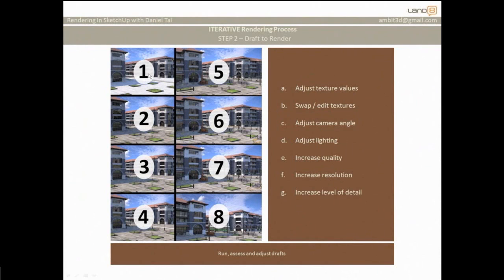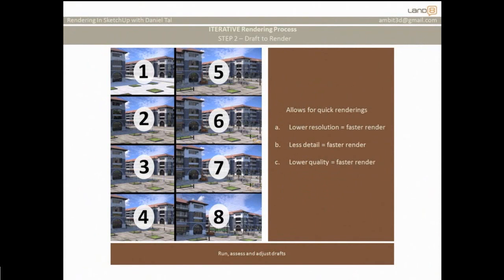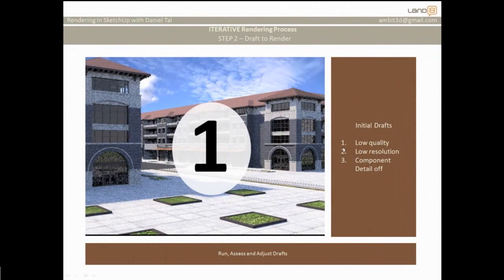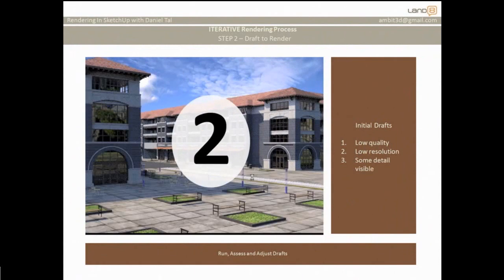And as you go from draft render 1 through 8, you steadily increase the quality. You steadily increase the resolution, and you steadily increase the level of detail. You start out with low quality, low resolution, and no detail using layers. You turn off trees, benches, shrubs, whatever, and that produces a quick rendering. So low resolution equals faster render, low detail equals faster render, and low quality equals faster render. So here's my first draft render. It's the initial drafts, low quality, low resolution, the component detail is off, and I can start assessing what I want to do, what needs to change in this rendering.